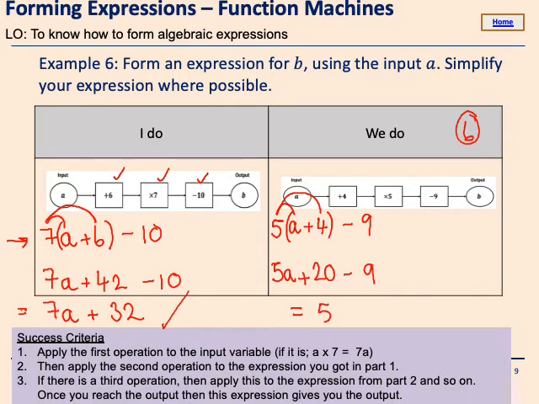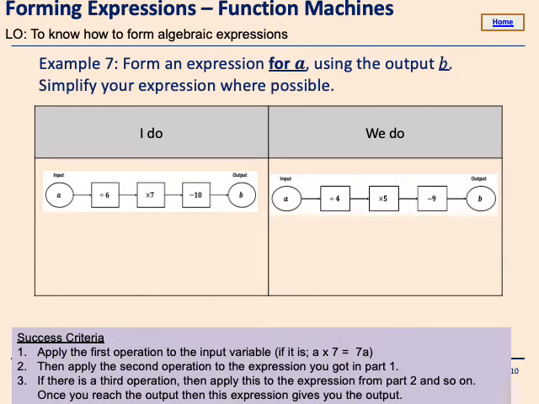So the 5A stays as it is. And then we have positive 20, take away 9. So that's going to leave us with positive 11. Again, give yourselves the mark if you got that right. We've got 2 more sets of questions, then some problems for you to work on your own. So really well done if you're flying through this.